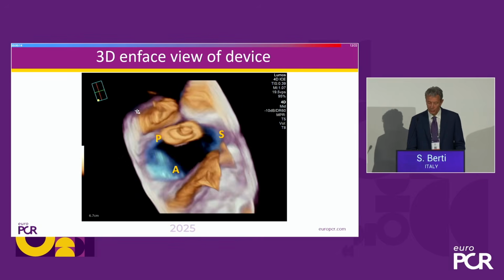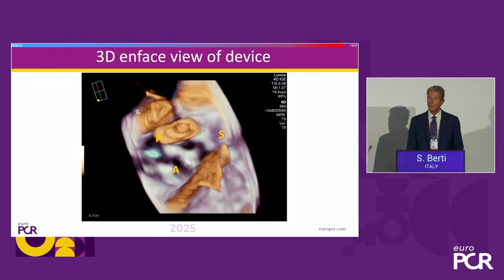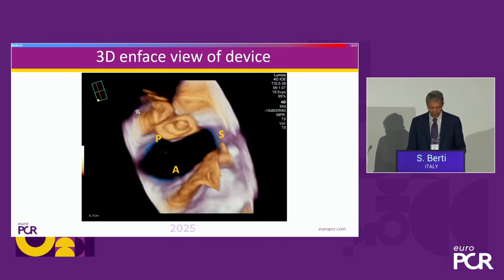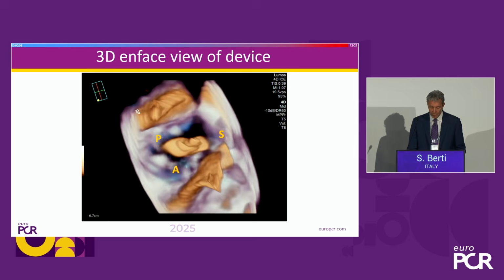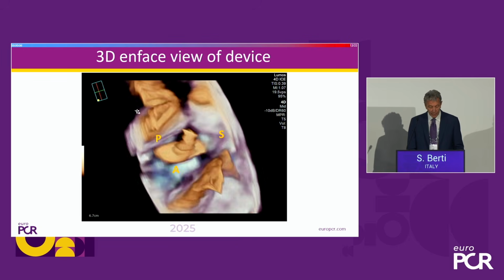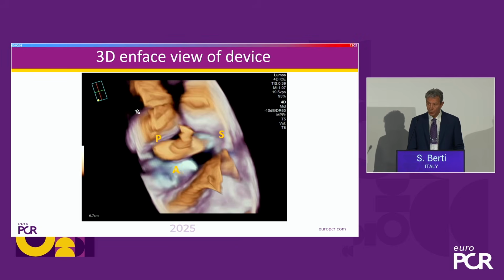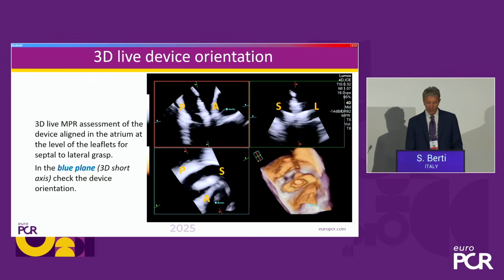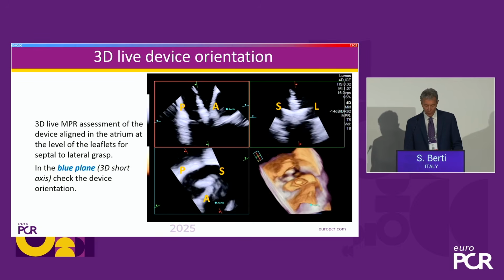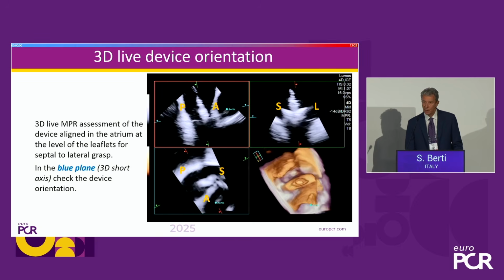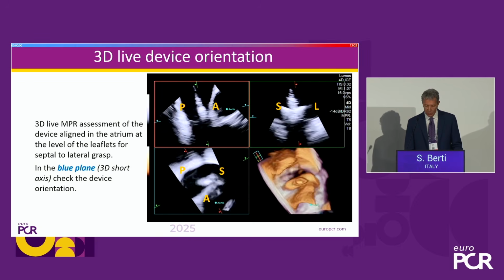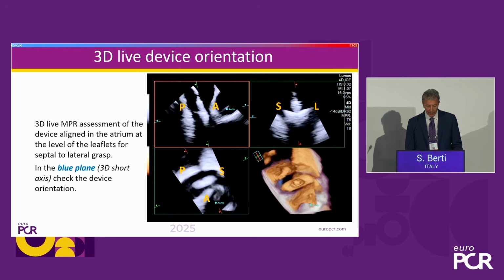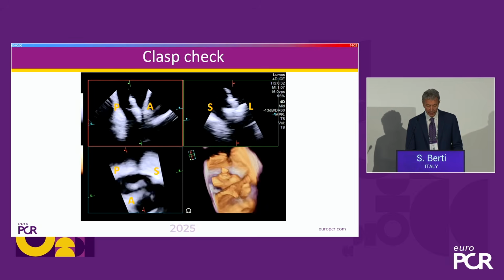Okay, let's go to the procedure. The first step is to navigate in the right atrium. The en face view of the tricuspid is extremely helpful to navigate in the right atrium and to approach the valve. After that, the MPR provides all the information that we need, the position in terms of anterior-posterior and septolateral, and the clocking of the device.